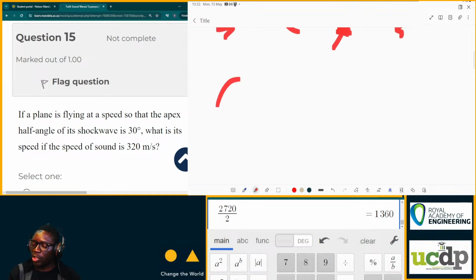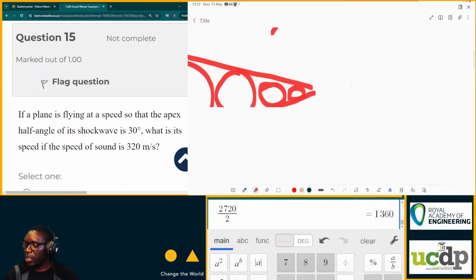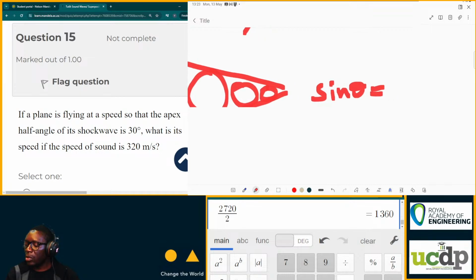Remember, this is based on shockwaves. You have a system that is moving at a certain speed, and that speed is basically related to the speed of sound. So you talk of Mach 2, you're saying you're moving at twice the speed of sound. Mach 3 is 3 times the speed of sound. But this apex is basically the angle given by an object that's moving in that direction, and with its speed given by sine theta is equal to the speed of the object over the speed of sound.